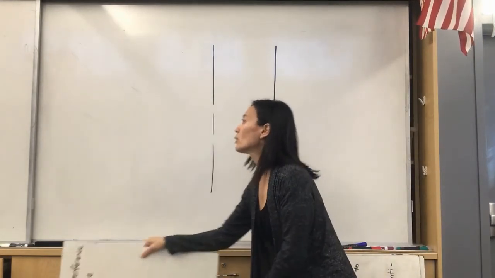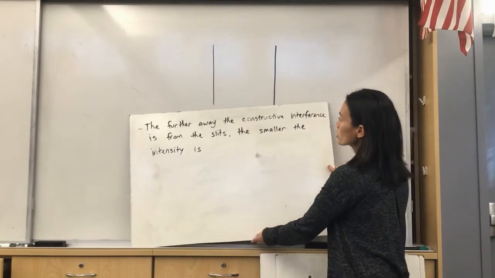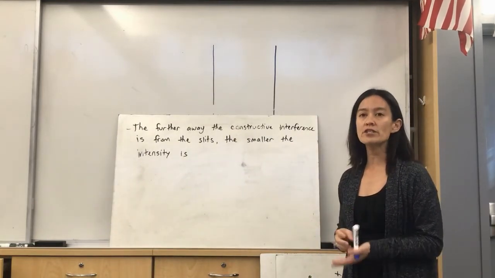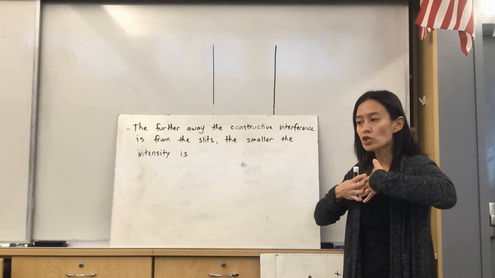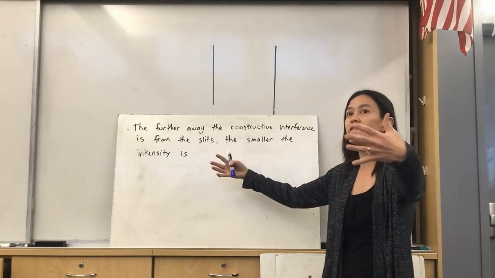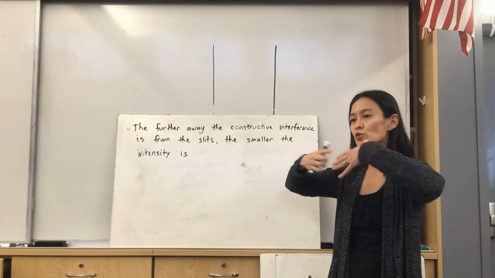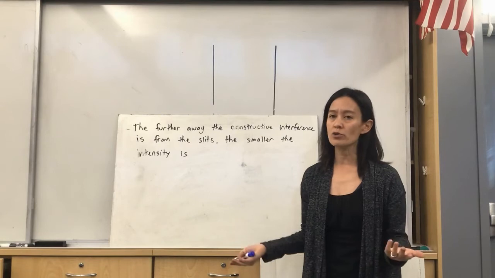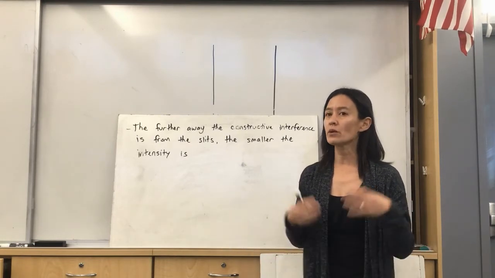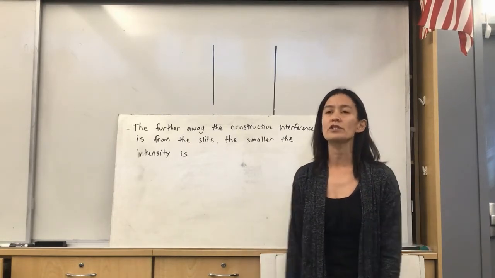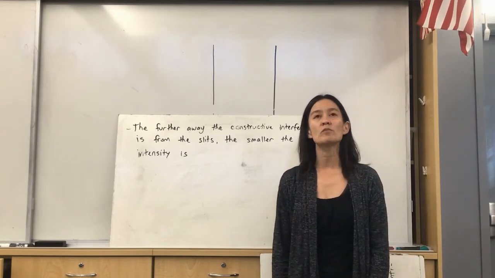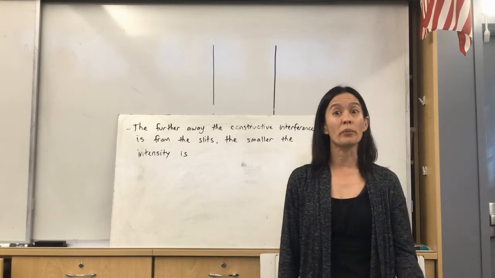And something to note is that the further away the constructive interference is from the slits, the smaller the intensity is. And that is just because as that light wave travels outwards, the light is being spread out over a bigger area, so the intensity is going to drop. And we see that with all sorts of waves. We see that with sound waves. We see that with light waves. The further away you get from the source, the weaker the signal is, so the amplitude is going to decrease. And in terms of a light wave, the amplitude is associated with the brightness of the wave.